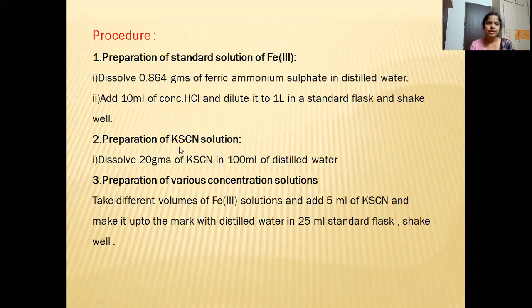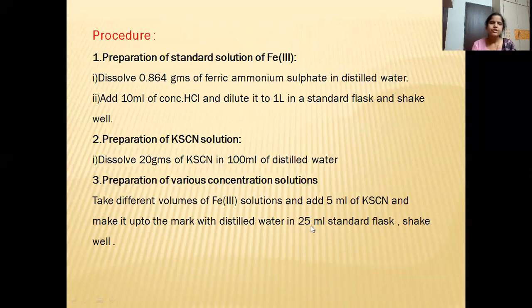Then we need to prepare the potassium thiocyanate solution also. For this, 20 grams of potassium thiocyanate is dissolved in 100 ml of distilled water. When this is reacted with iron, it will show color. And then we need to prepare various concentrated solutions. Different volumes of the standard iron solution which we have prepared, you have to take in 25 ml standard flasks. So minimum 5 to 6 standard flasks of 25 ml we need to keep ready.